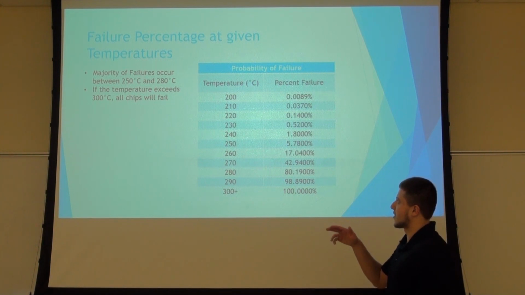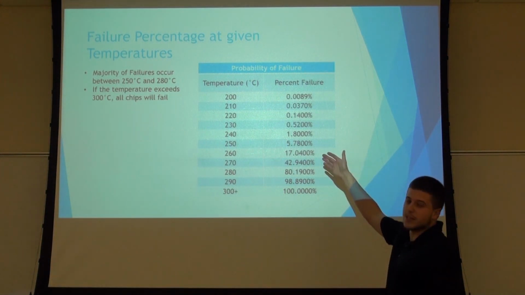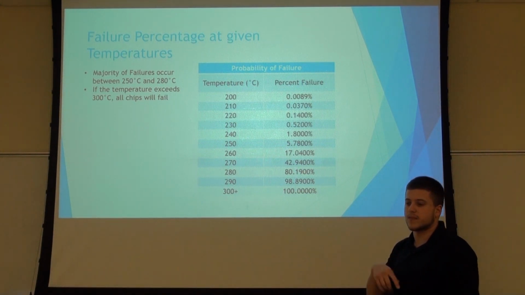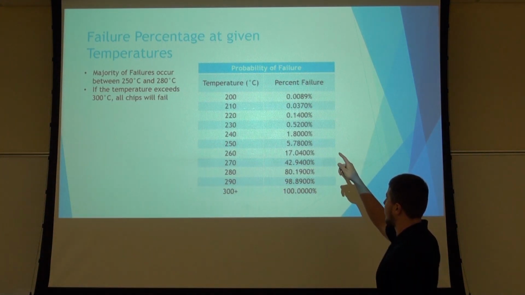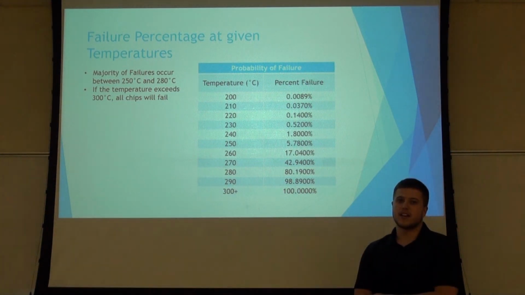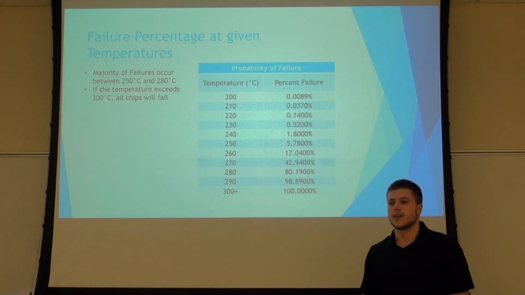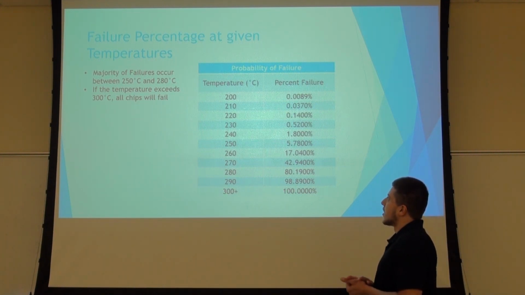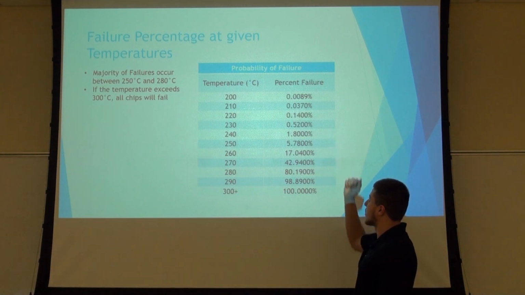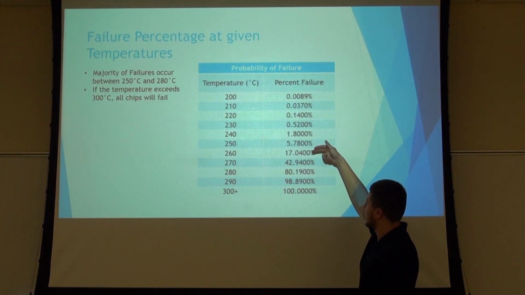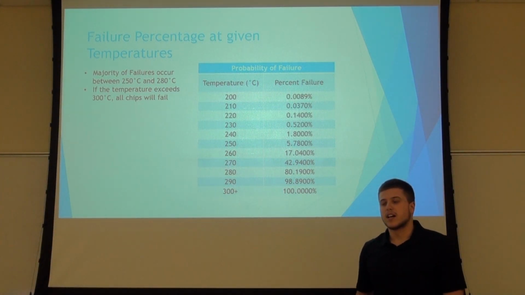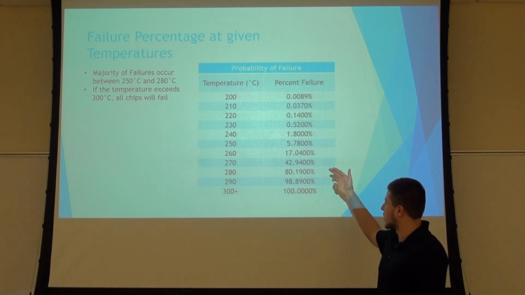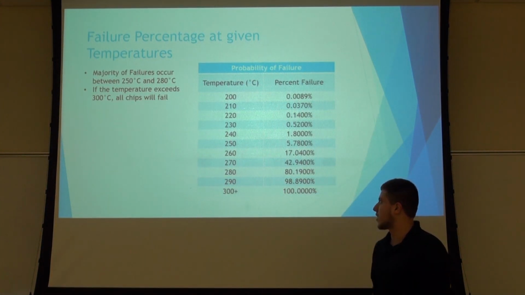Okay, so here we have the failure percentage at given temperatures, and this table of data is off of the Weibull fit line. First note that at 200 degrees Celsius, the percent failure rate is 0.0089, and on the data sheet it is specified that the cutoff of operation would be 150 degrees Celsius. Going down the list of percent failure, we have a big jump between 250, 260, 270, and 280. This is where we found most of our chips to fail, and anything above 290, 300 is 100% failure.